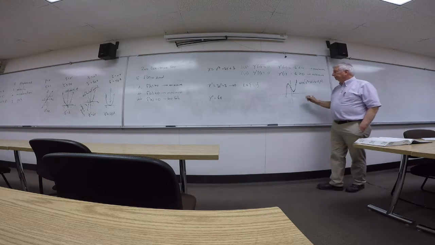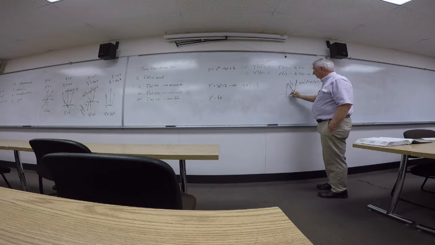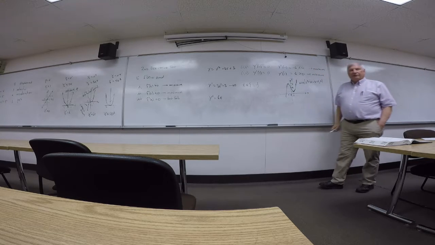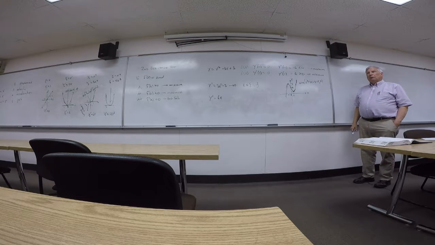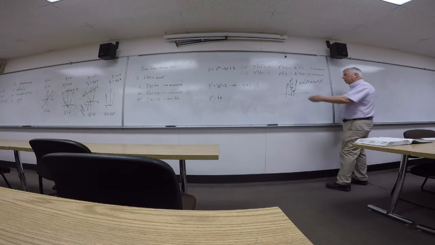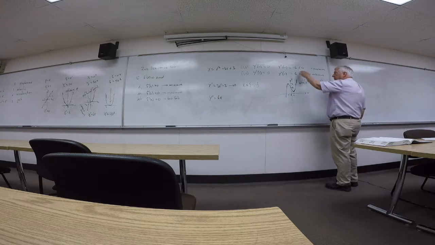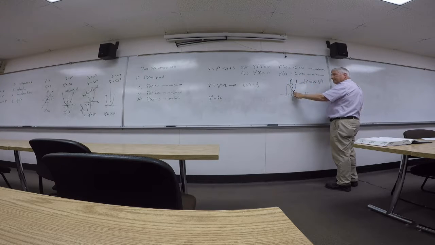So, we have a reasonable sketch of the curve. We didn't have to decide what's the slope to the left of this, what's the slope to the right of that, what's the slope to the left of this, what's the slope to the right of that. We just look at the second derivative. Second derivative says concave down, so it's got to be a maximum. Second derivative says concave up, so it has to be a minimum.